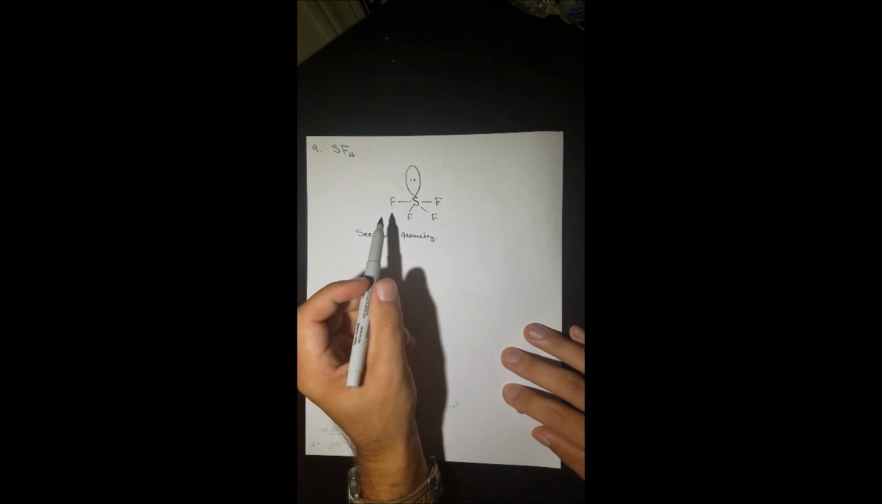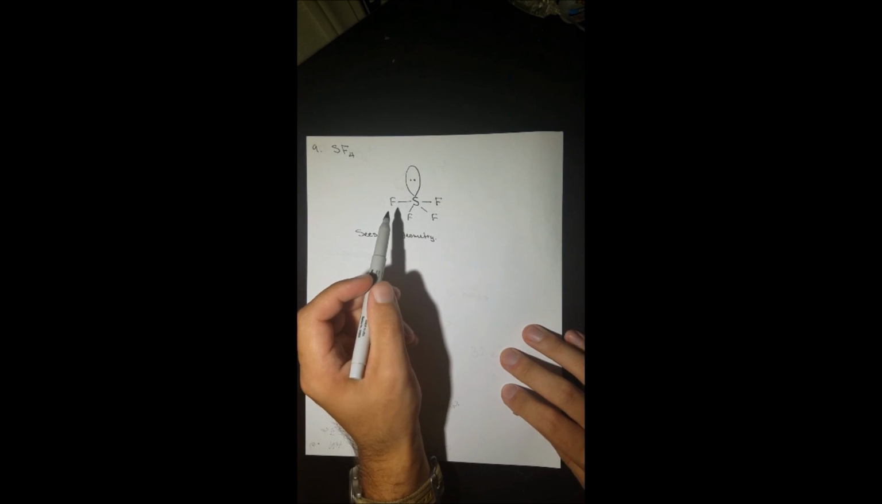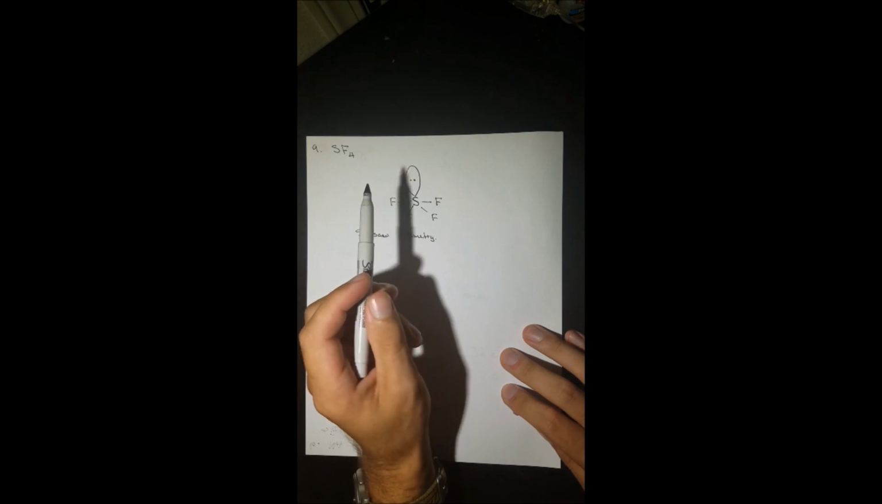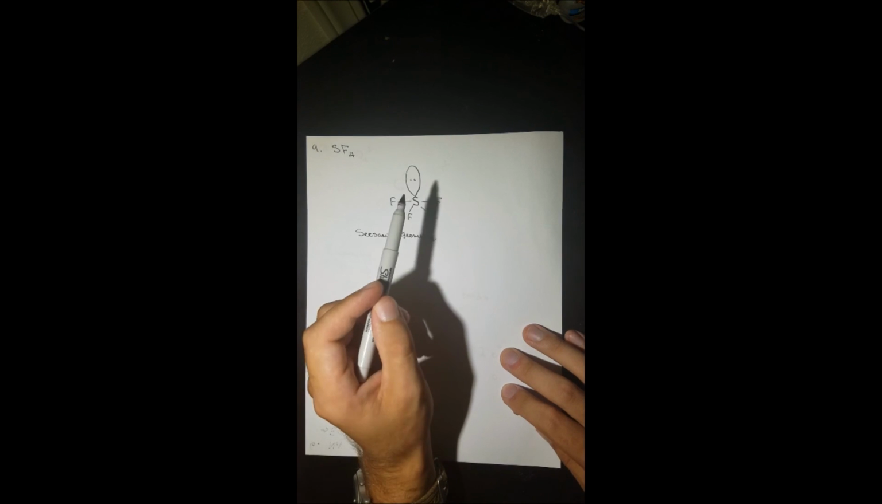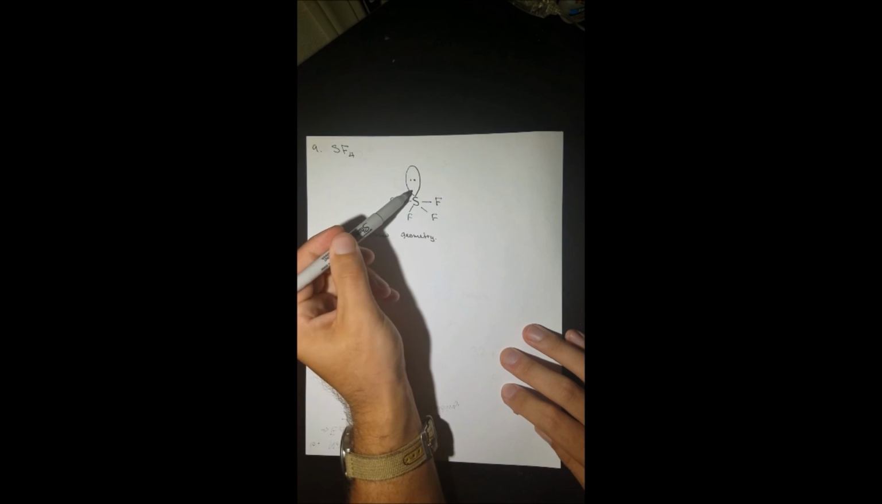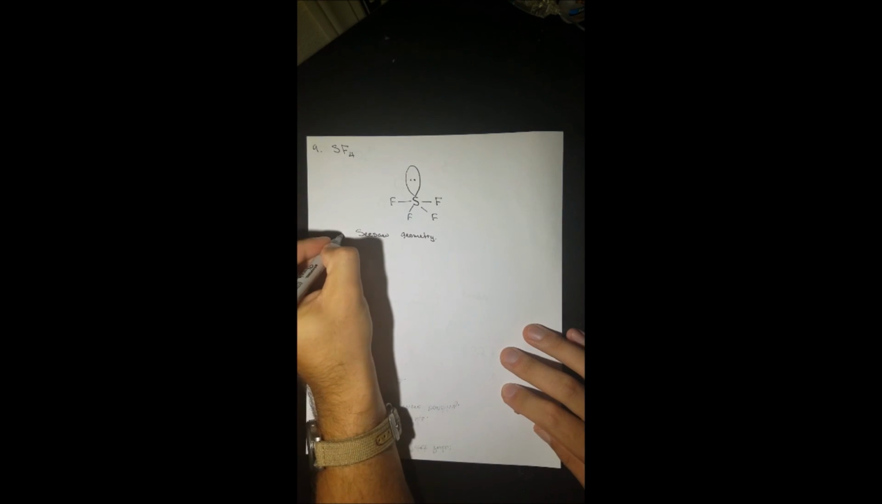So remember, for a seesaw geometry, you need to have a central atom that is connected to 4 other atoms, and that central atom must also have a lone pair. If you have those 2 things, your molecule is going to have seesaw geometry. So the correct answer then is D.